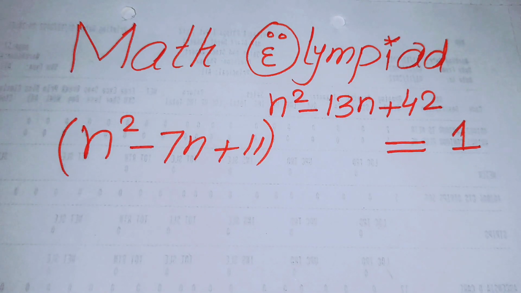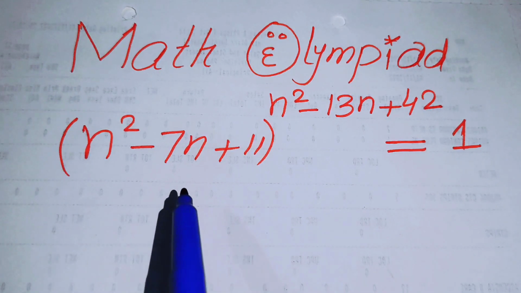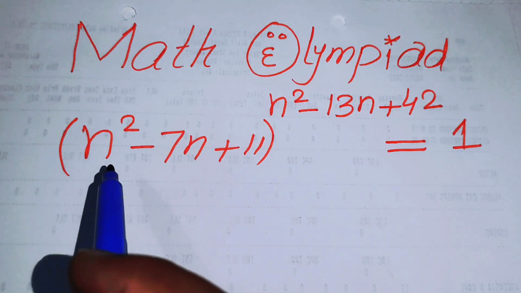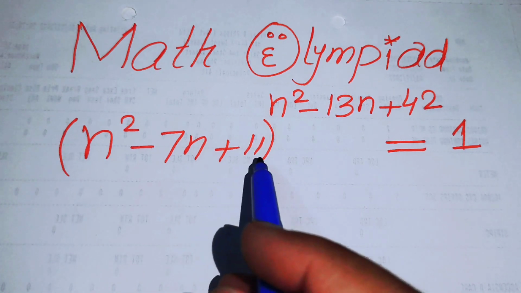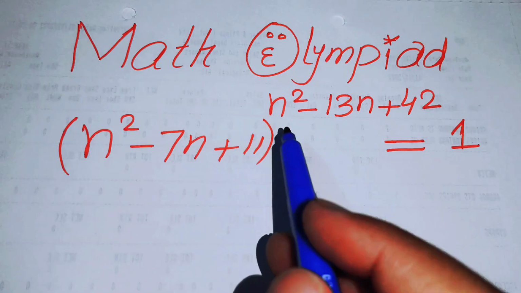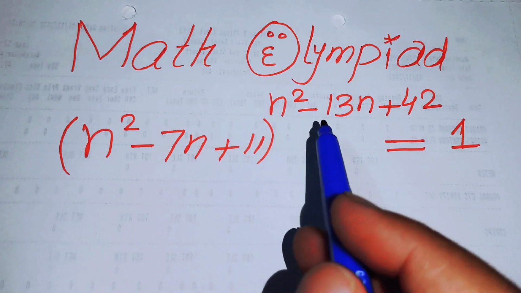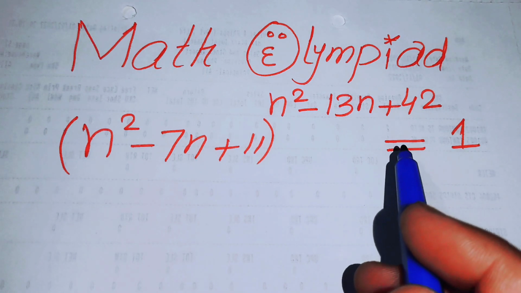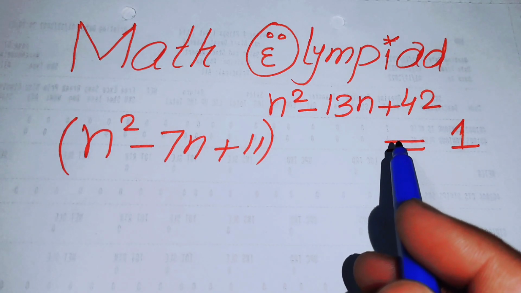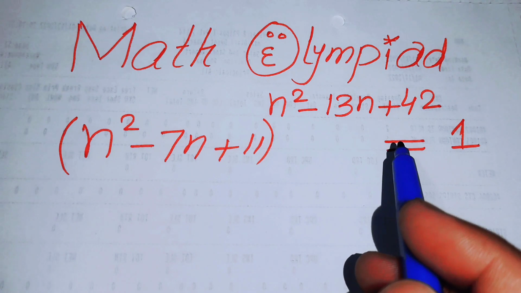In this video we are going to solve this nice algebra problem. So here we have the nice exponential equation, which is (n squared minus 7n plus 11) to the power of (n squared minus 13n plus 42) is equal to 1. Now we will solve this problem for three cases.